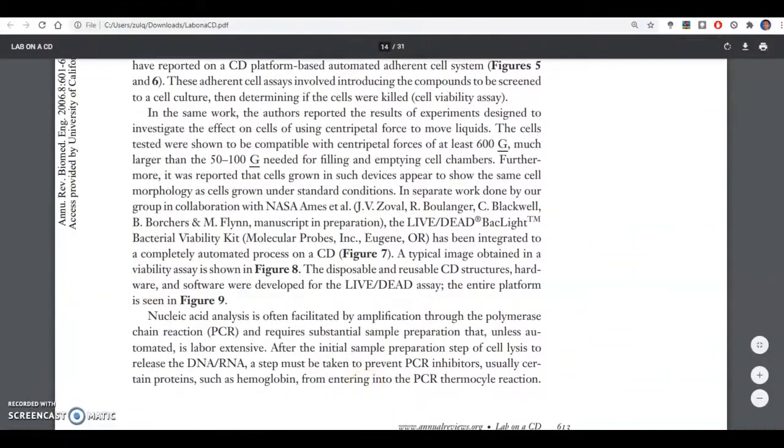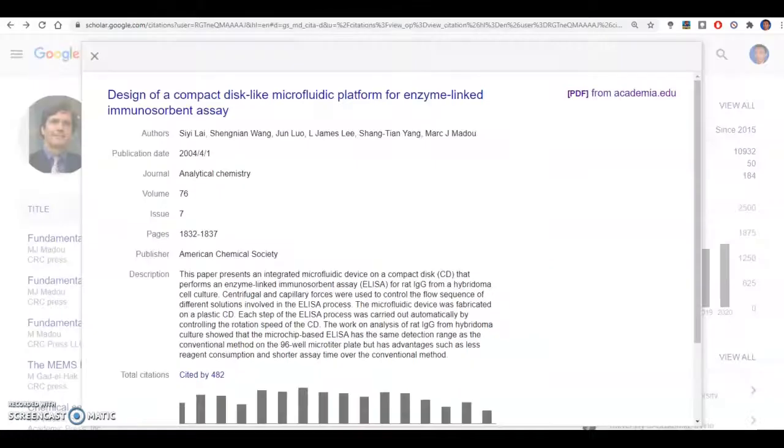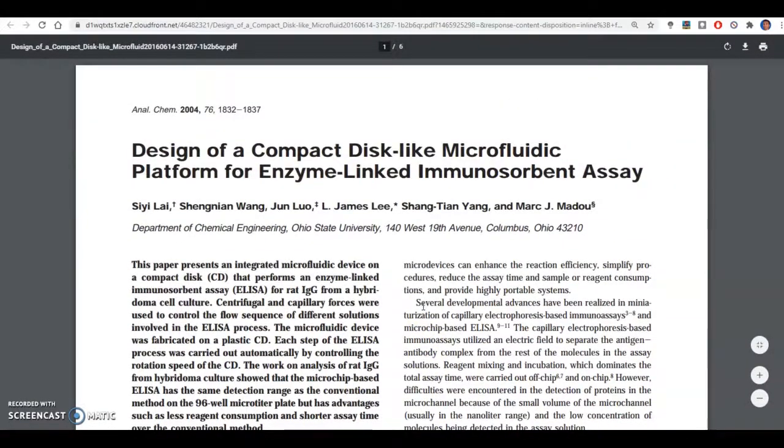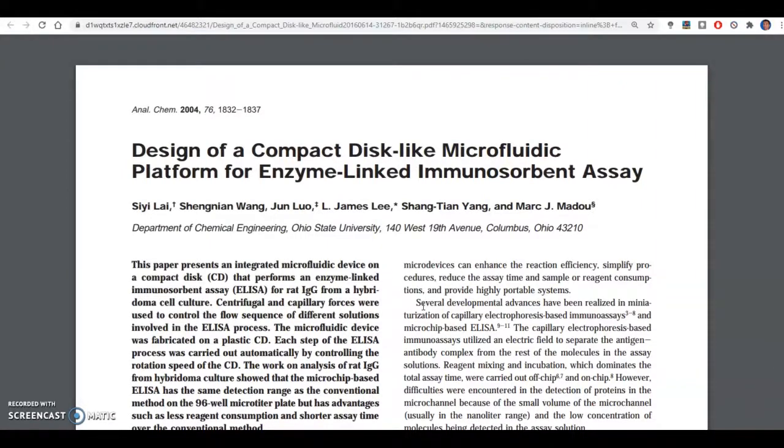Okay, if you want to use Google Scholar, you can also. You look up Prof. Marc Madou's name, that's his face at the back. So let's say you selected this paper. I have downloaded this paper here. This kind of paper is quite generic in terms of the technology, but the use is very specific. It's used for enzyme-linked immunosorbent assay. That's Madou's name there.